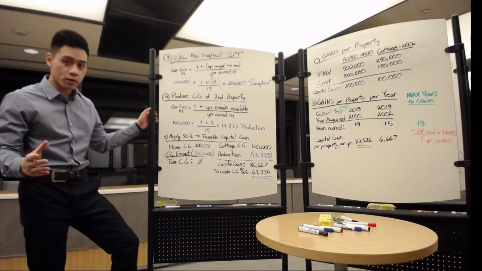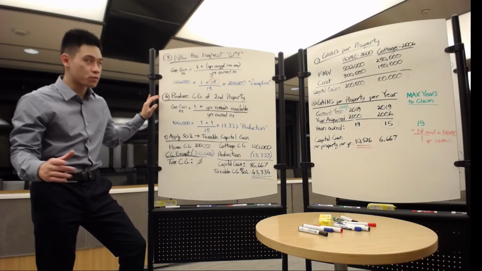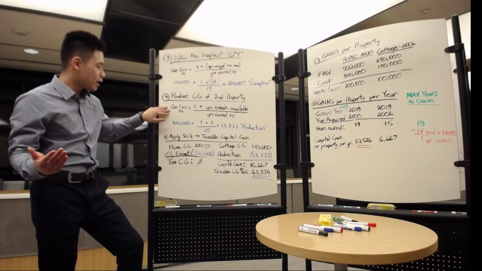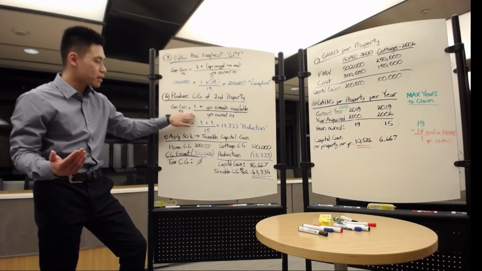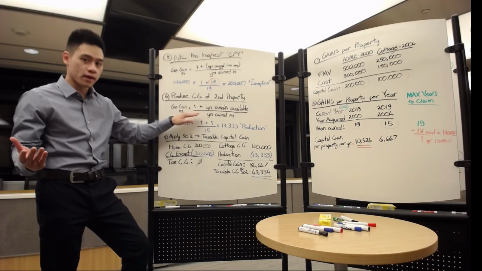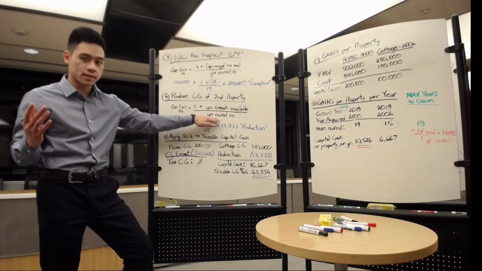Okay, in the fourth step, we're going to use our remaining years to reduce the capital gain of the second property, which is our cottage. So the formula will be capital gain of the second property multiplied with 1 plus the years that are remaining available for us to apply over years owned of that second property.